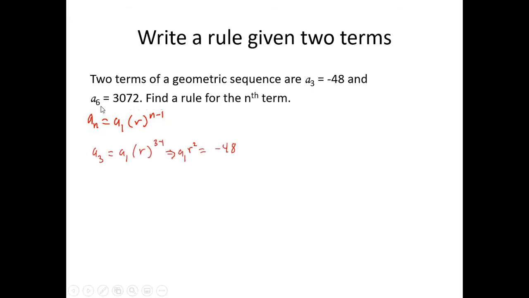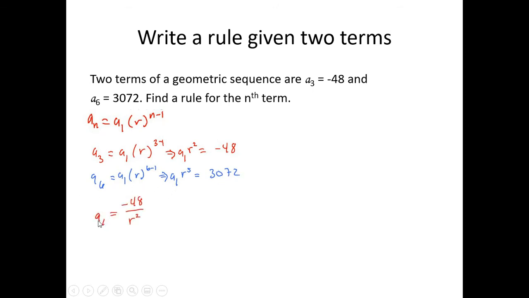Now I can plug in a sub 3, which is equal to negative 48. Plugging in 3 for n, I have a sub 1 times r squared is equal to negative 48. Let's also look at a sub 6. A sub 6 is equal to a sub 1 times r to the 6 minus 1, or r to the 5th power, is equal to 3072.